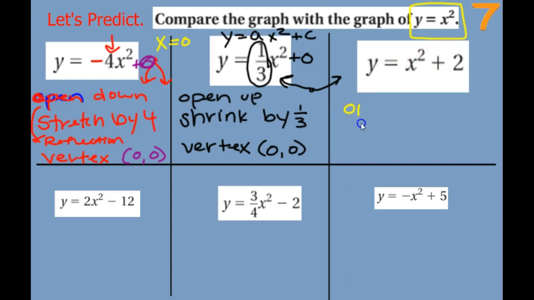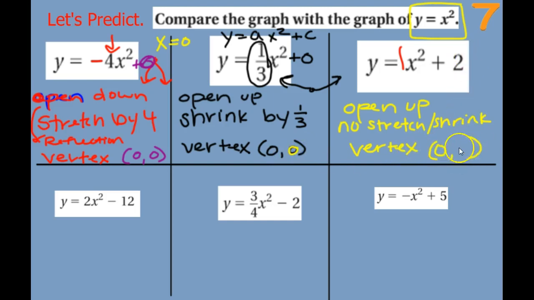Next, this graph, which way does it open? There's no number in front of x squared, so I can assume it's a 1. So I know this is going to open up. It's a positive number. If it's 1, that's not less than or greater than 1. It is 1. So this didn't stretch or shrink. No stretch or shrink. It just moved our vertex. Our vertex is not 0, 0 anymore. It is 0, up 2. We took our graph and we moved it up 2. So it's going to look something like that.